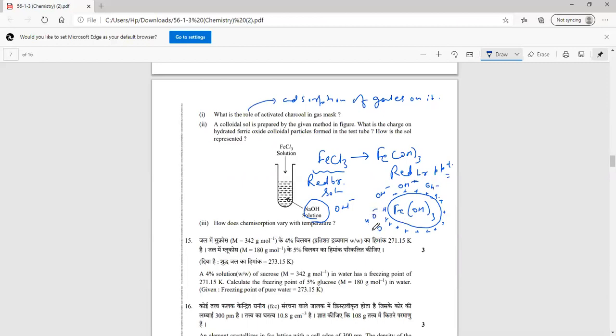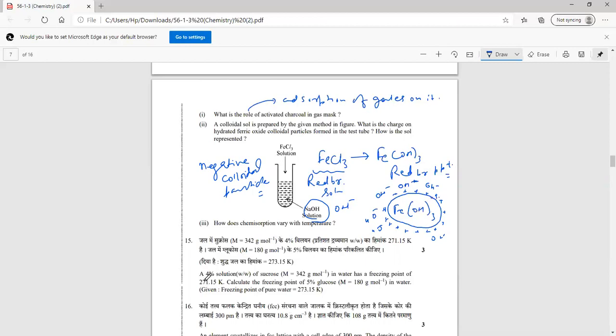As a result, it will form a negative sol or negative colloid. So it will be a negative colloid particle. How has it to be represented? This diagram has to be drawn properly and the electrical Helmholtz bilayer has to be shown.